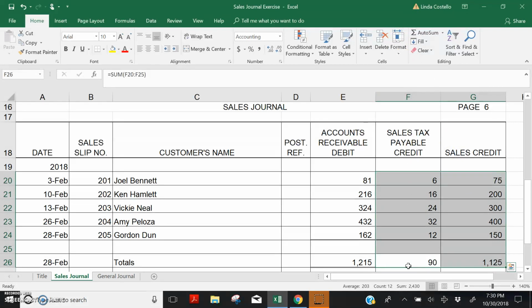The total of accounts receivable debit column is $1,215. The total of the sales tax payable credit column is $90. The total of the sales credit column is $1,125. Pause this video if your totals don't agree so that you will have time to find and fix any errors you might have made.